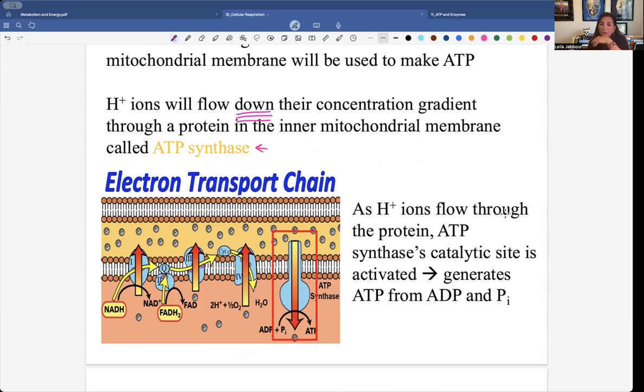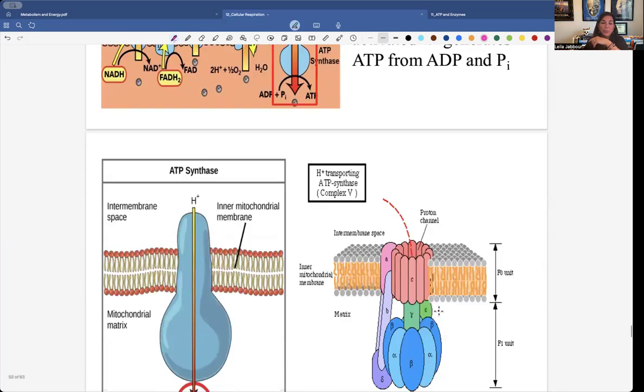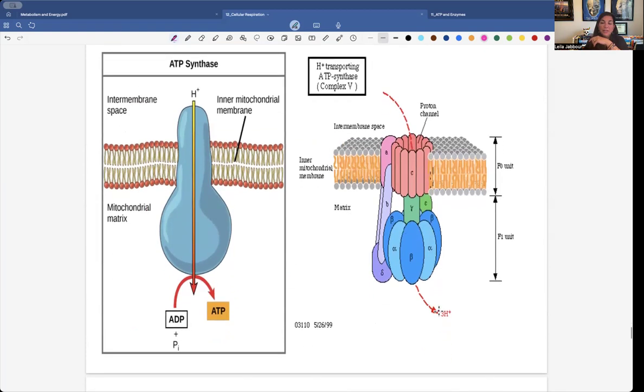So hydrogen ions flow through the protein. The ATP synthase catalytic site is activated, right? Because it has this catalytic enzyme that will allow for the production of ATP. And ATP is made from ADP and a phosphate group. And here's the ATP synthase, if you're interested in another view of it.